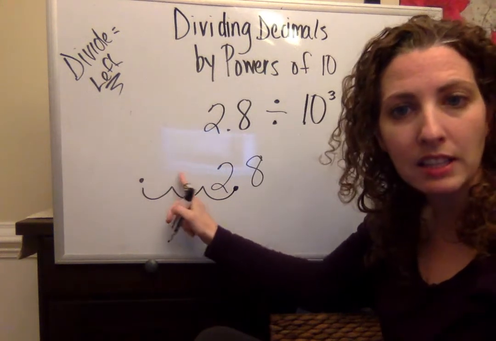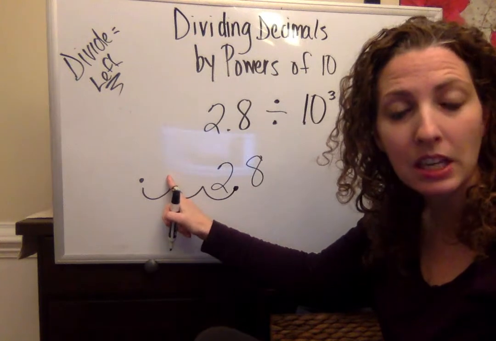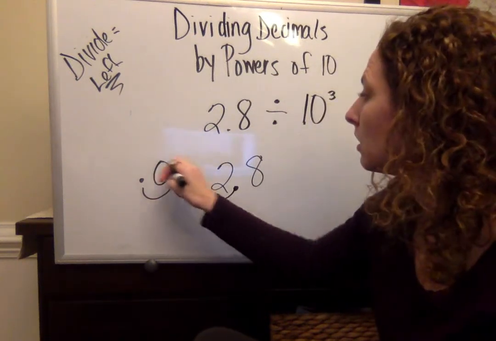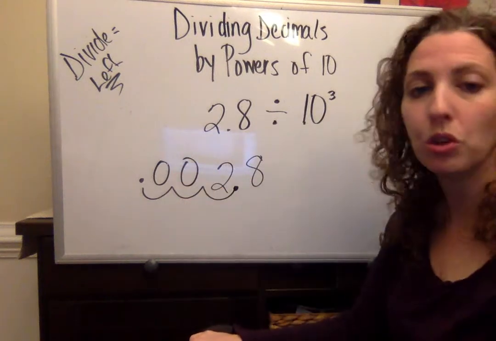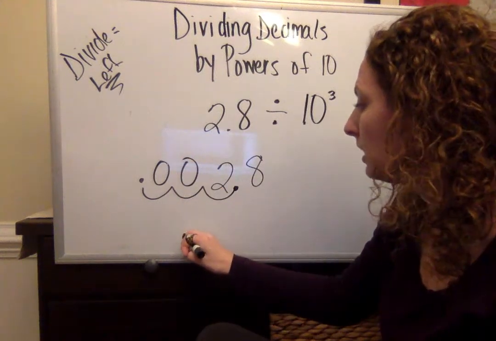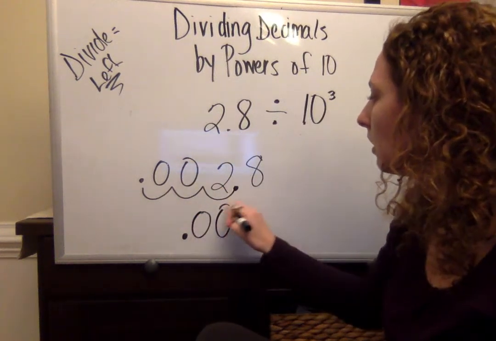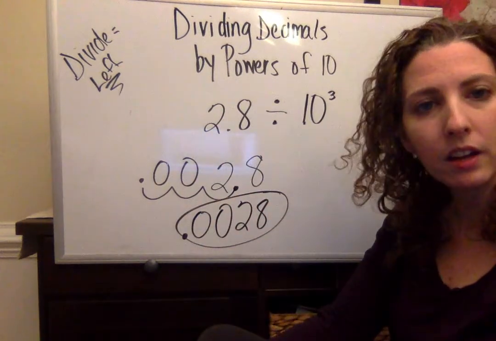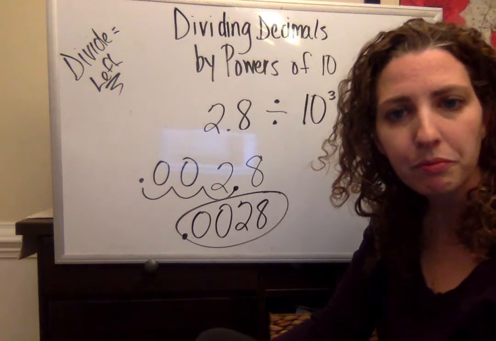Think back to our last lesson. We've got these empty spaces here. What are we going to fill them with? Zeros. So your new answer is 0.0028. Not too bad, right?